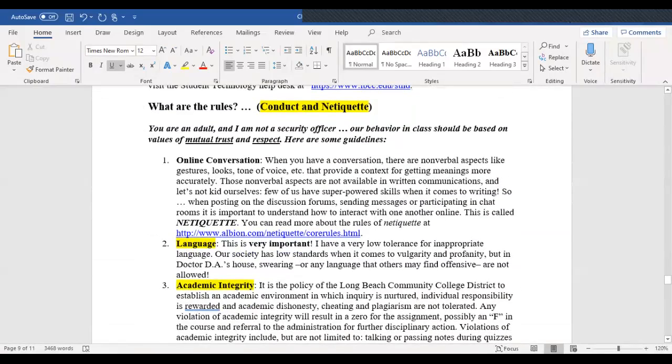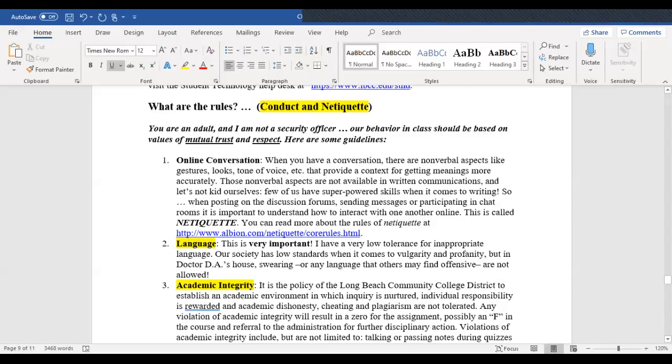Now, one of the things here is conduct. This is a different environment because, unlike, for example, a physical, face-to-face lab where you're interacting with people, in an online type of environment there's a lot of nonverbal aspects that are not communicated properly. So because of that, it's important that when we post things on discussion forums, when we send messages, when we participate in these things online, that we follow some rules of behavior. This is called netiquette. And I have a link in here for you to look at.